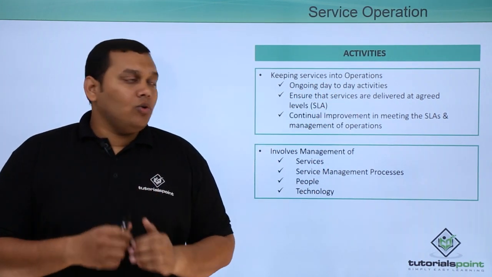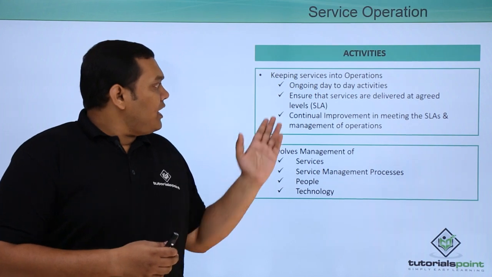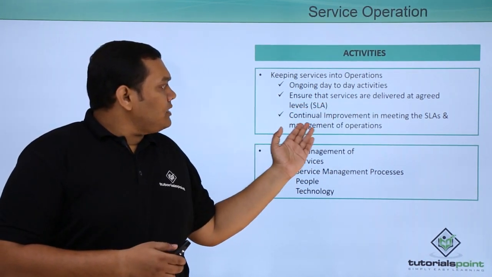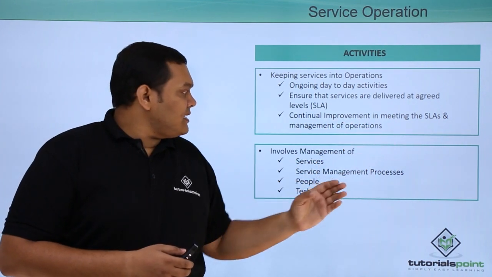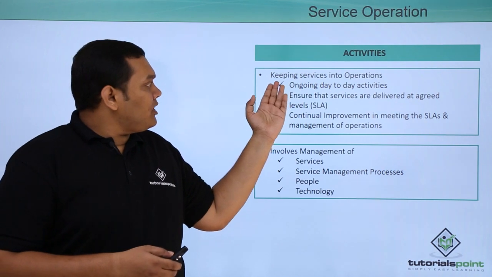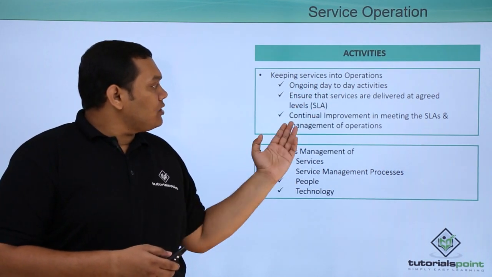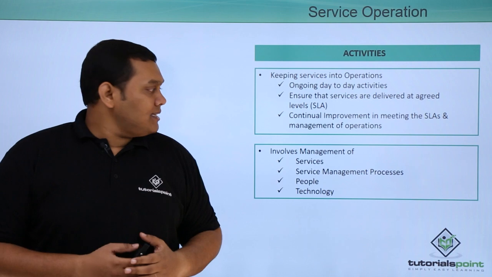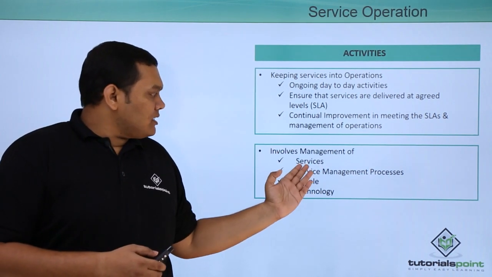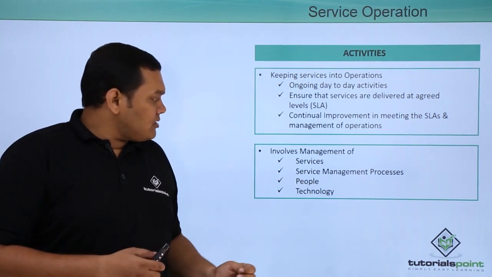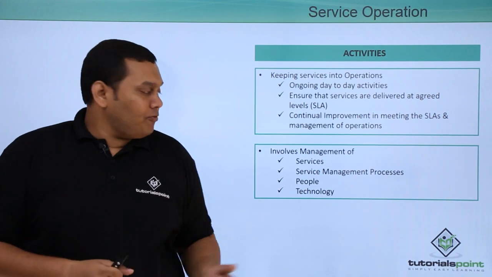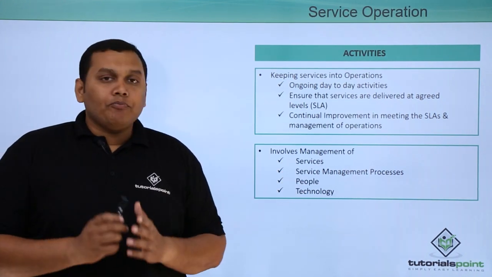That means ongoing day-to-day activities, ensuring that services are delivered at agreed SLAs, continual improvement in meeting the SLAs, and management of operations. So, the main activity is keeping services in operation, and also continual improvement in meeting the SLAs and management of operations. It involves management of services, service management processes, people and technology. So, it also involves management of all these 4 points.